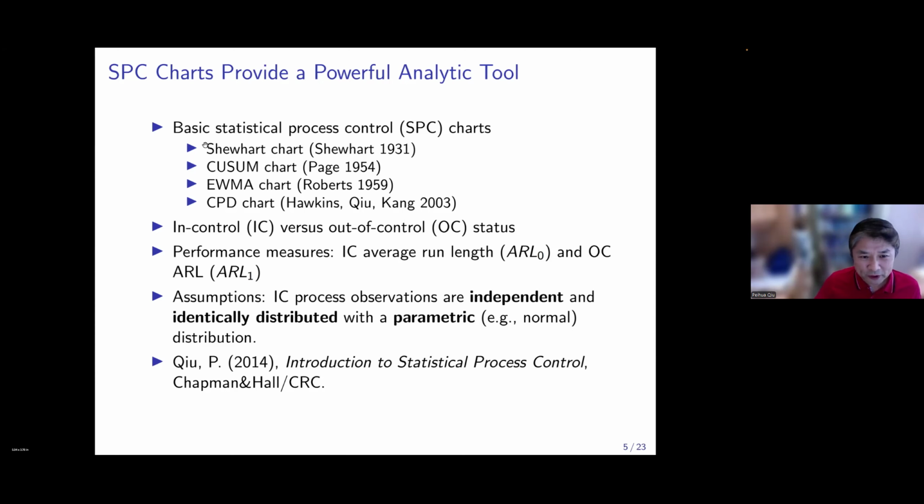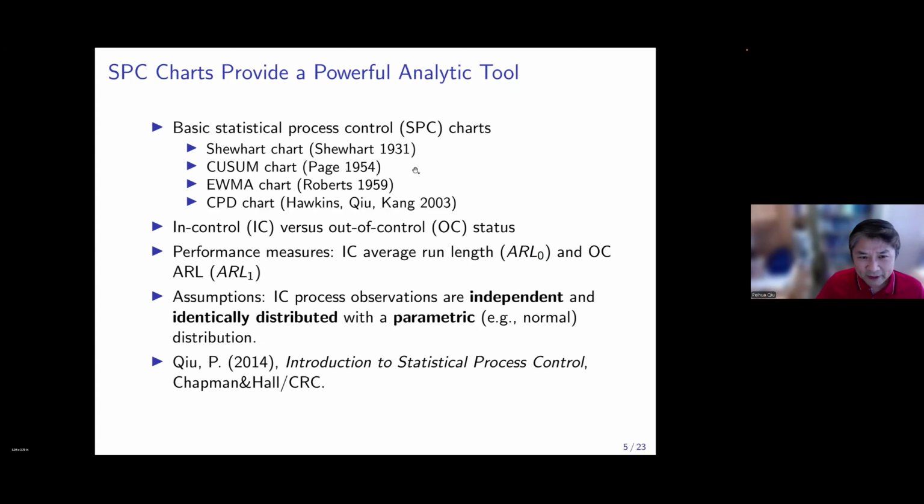When the data stream or process behaves as expected, then we say that the process is in control. Otherwise, the process is out of control. So we want to distinguish out of control from in control, basically. The performance measurements are the in-control average run length, ARL0, and the out-of-control average run length, ARL1. We usually set ARL0 at a given level, then try to make ARL1 as small as possible. I don't want to explain those concepts in detail for this audience, but in case you have questions, you can ask me, and I can explain those in more detail.